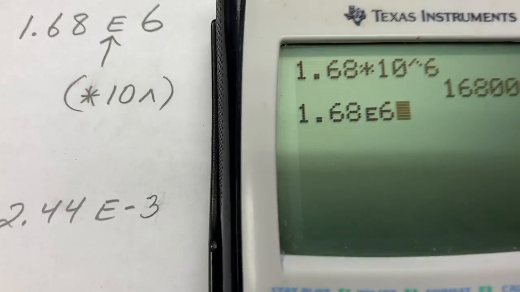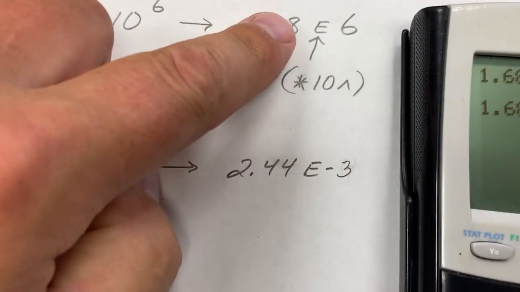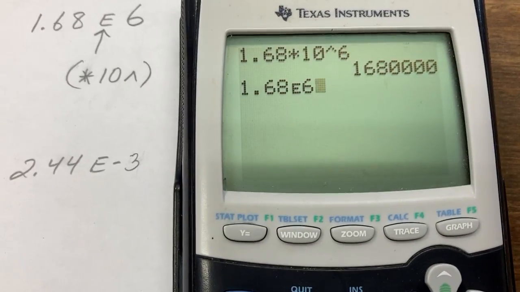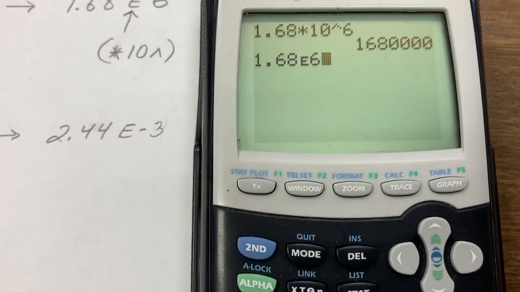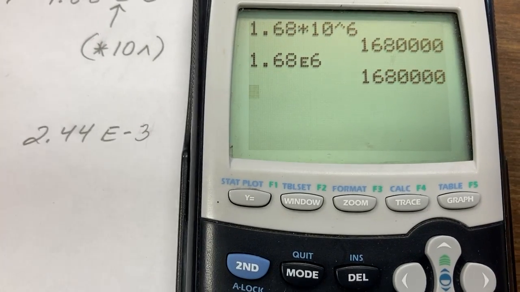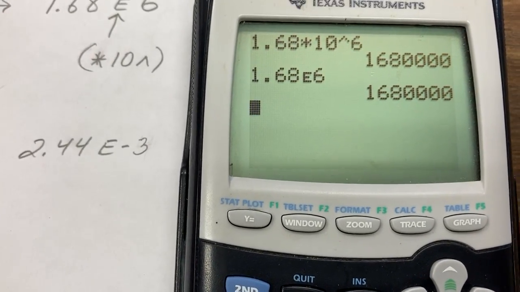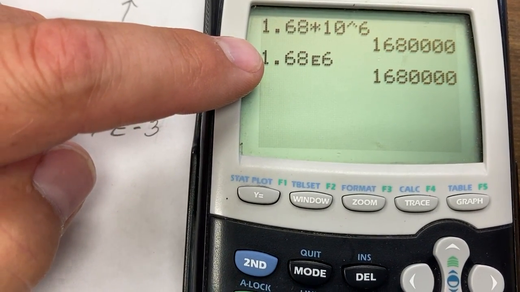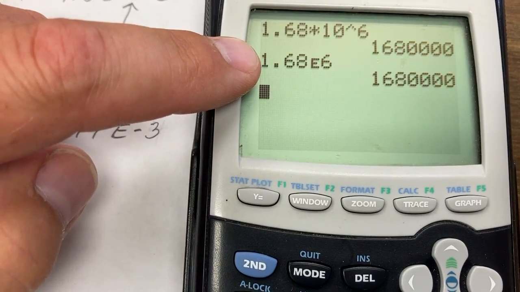And this is reading as 1.68 E6. What that means, the E takes the place of times 10 to the power of. So what your calculator is seeing right now is 1.68 times 10 to the power of 6. Now if I hit enter, you don't see any difference in the numerical value that the calculator sees. However, the beautiful thing about it is it treats this now as one number. There's no multiplication or exponential. It's just one number. Okay.